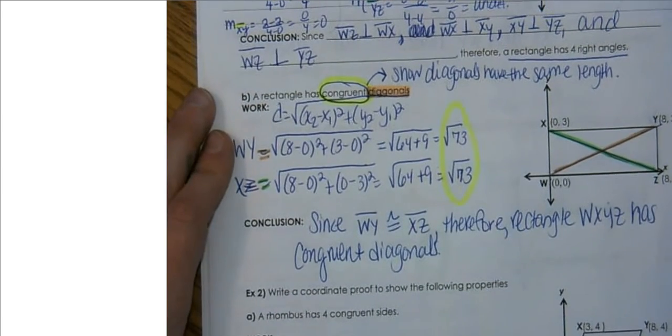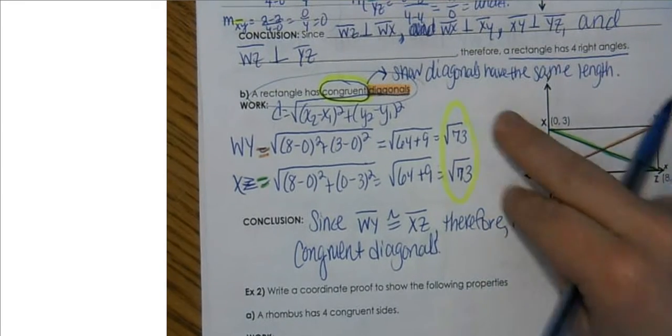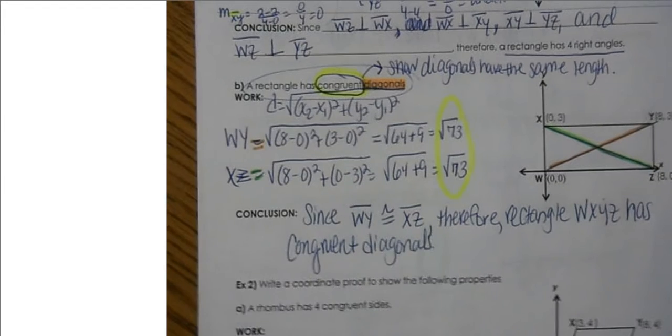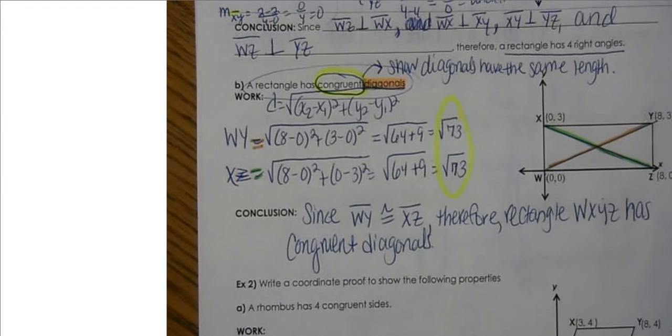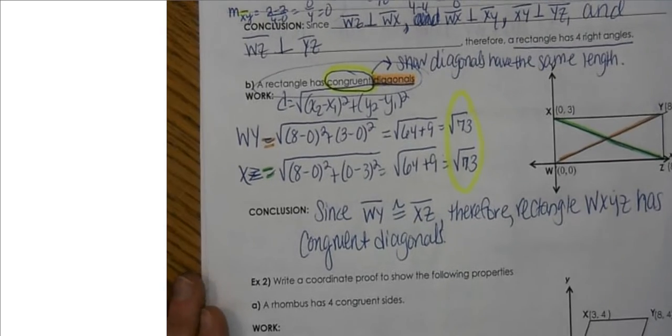And that is just me rewriting what we were trying to prove and talking about what we noticed. So since we see this, therefore, we have proven that this rectangle has congruent diagonals. Let's go ahead and look at example number 2.